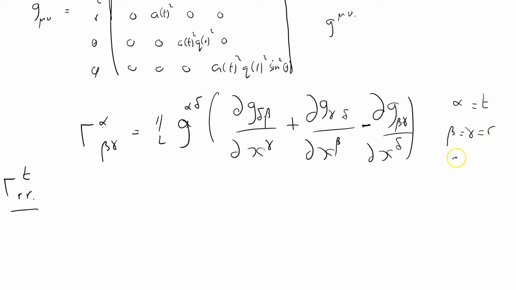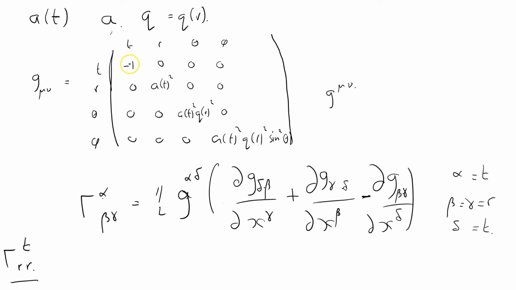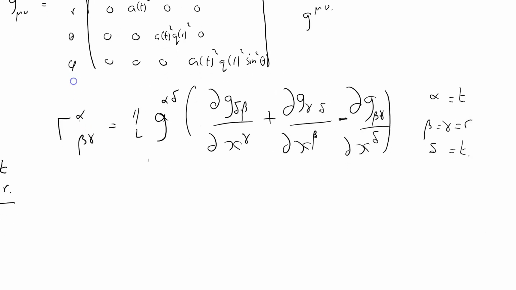But we also know that delta equals t as well, because we're summing over delta, but the only non-zero term in our metric tensor is this one here, so we can ignore the other terms, they're all zero, because we've got a beautiful diagonal metric tensor here. So that means I can just write out the terms. That's going to be a half g.